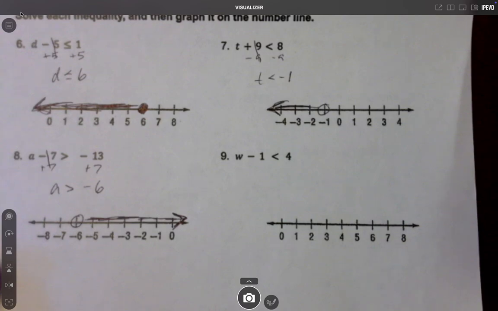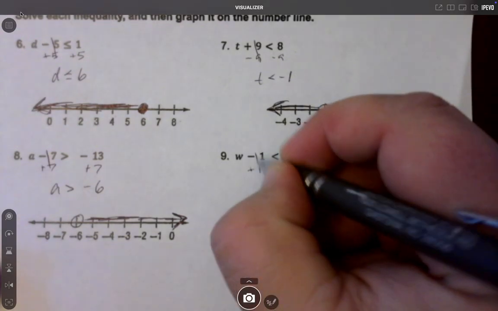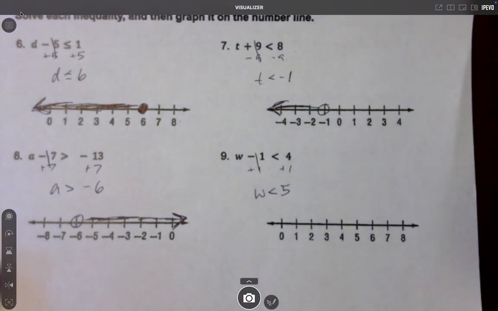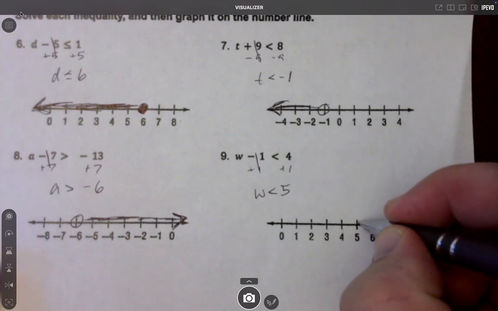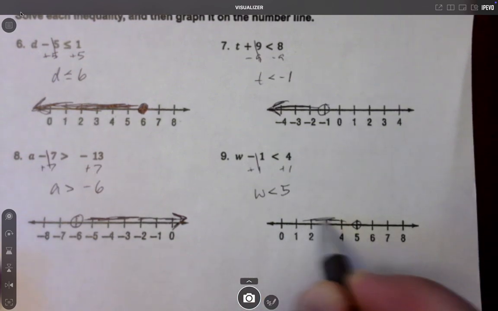Okay, 9, w minus 1. We add 1 to both sides. W is less than 5. So we put an open circle on 5. And it's less than, so we shade it to the left.